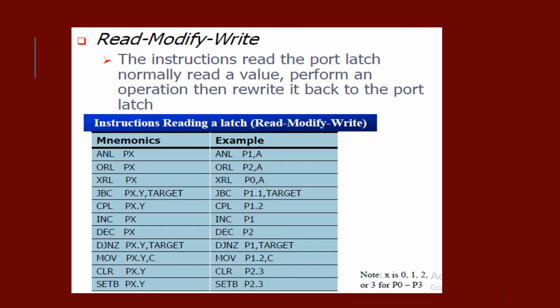Now there are some instructions which are used for read, modify and write. The instructions related to the port latch normally read a value, perform an operation, then rewrite it back to the port latch. The instructions are ANL PX, ORL PX, XRL PX, JBC PX.Y target, CPL PX.Y, INC. You just go through these small logical instructions, and respectively the examples I have mentioned here. For a moment, read them out.